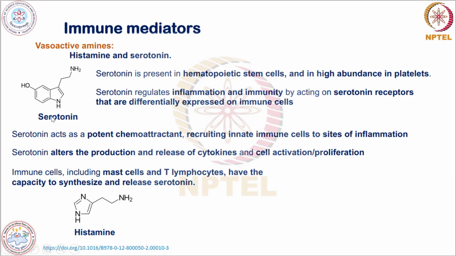And this serotonin also has a role in the inflammation, like it acts as a chemoattractant and it recruits the innate immune cells to the site of inflammation. And it also alters the production and release of the cytokines and cell activation and proliferation. And here comes the role of histamine. The histamine has this type of structure and serotonin has this type of structure.